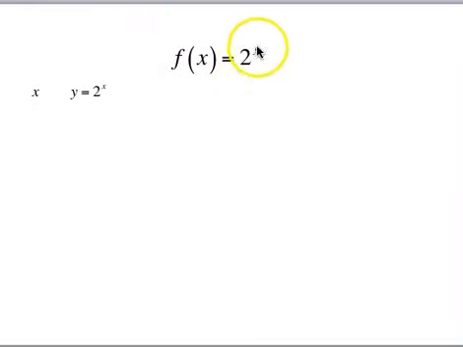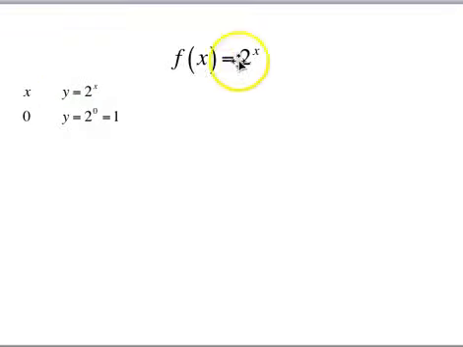Our first example is f of x equals 2 to the x. We have a base of 2 and exponent of x. When the exponent is a variable, we call that an exponential function. So indeed, 2 to the x satisfies that condition. So we're going to make a table of values. We're going to choose values for x and find corresponding values for y.